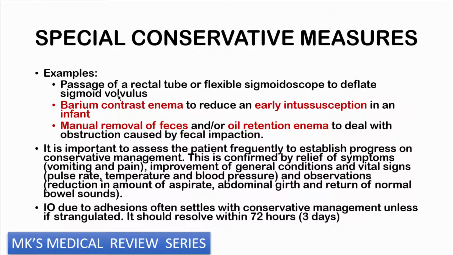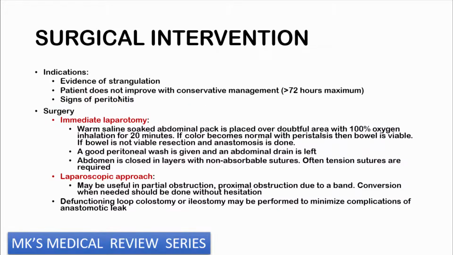So your limit should be at least 3 days. At most, if you have 1 or 2 days, you keep the patient 1 or 2 days, they should show some improvement. If they do not show improvement within 3 days, please take them to theater. So some surgical interventions, the indication for surgery is if there's evidence of strangulation, if the patient doesn't improve with conservative management after 72 hours, if there are signs of peritonitis, okay, or if the intestinal obstruction is acute and severe, then please take them to theater.